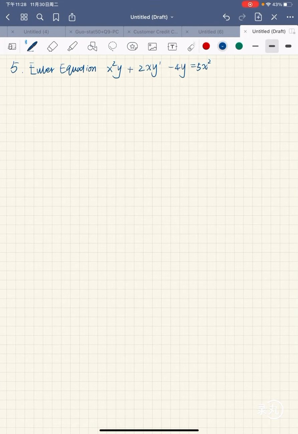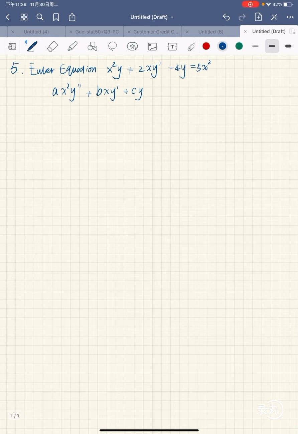Hello guys, today I'm going to solve number 5 Euler equation. These equations are similar to what we have seen with constant coefficients, but they have a simple variation of coefficients. So the typical equation looks like this: a x squared y double prime plus b x y prime plus c y equals 0. So let's begin to solve the problem.